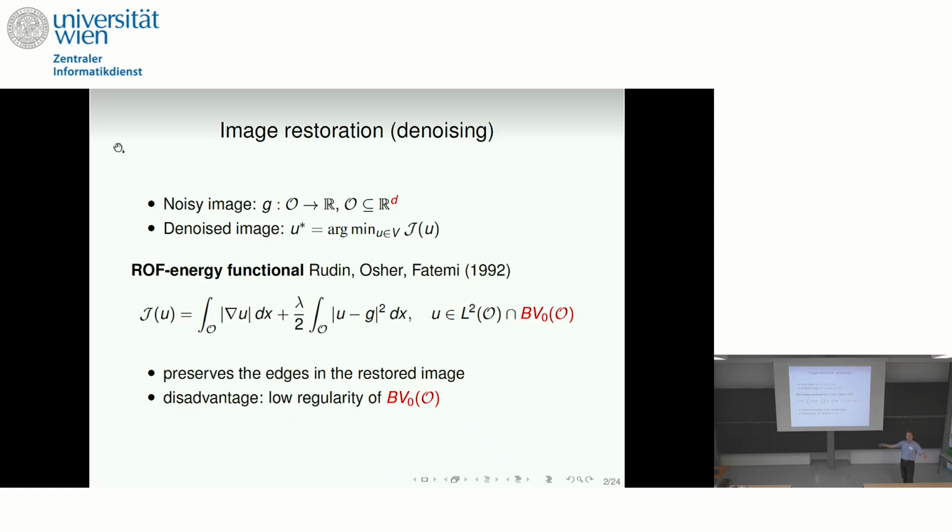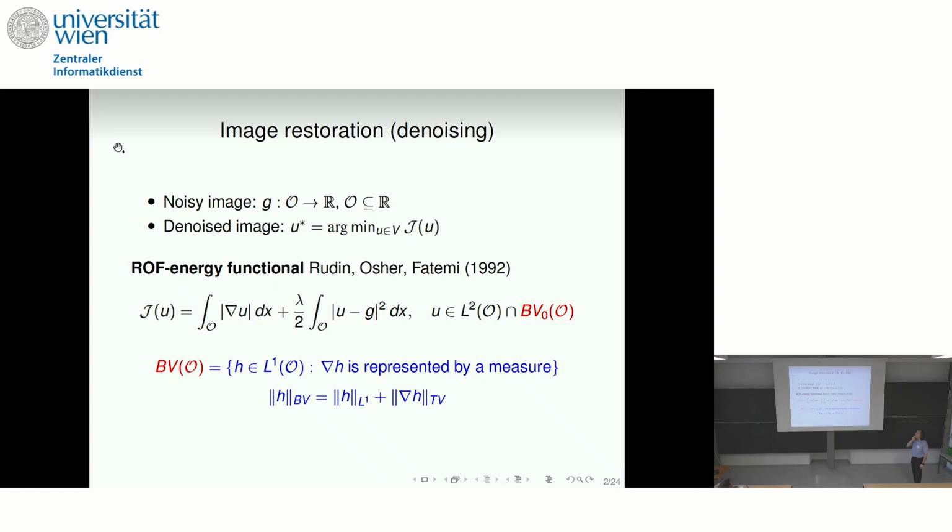So BV stands for the space of bounded variation functions, which maybe some of you know. Of course, everybody knows what a function of bounded variation on an interval is. But here our domain is multidimensional, so we extend the definition, and it really coincides with the classical notion of bounded variation function on real intervals. The only difference is the gradient of the function, which is in general only a distribution. And that distribution must be representable through a measure.